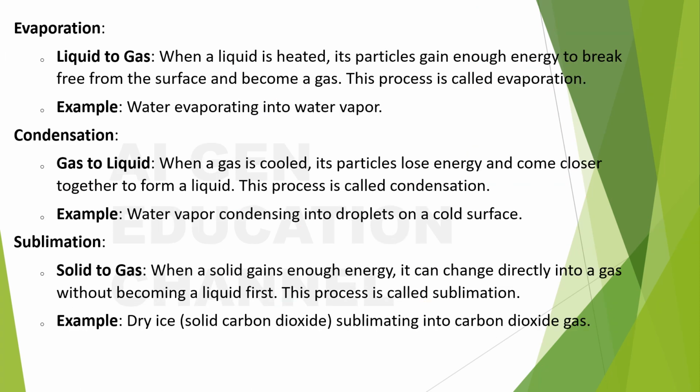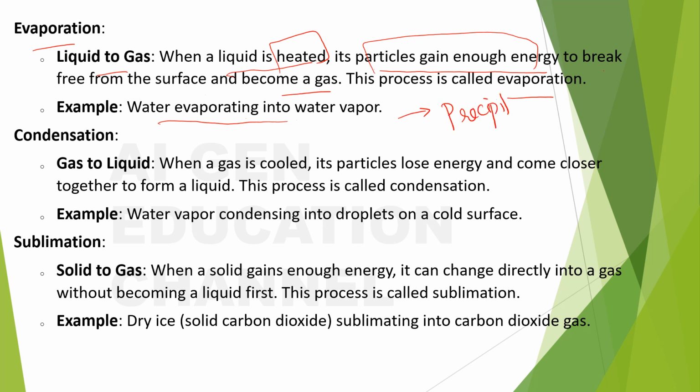And next, evaporation. What is evaporation? Evaporation means liquid turning into gas. When a liquid is heated, its particles gain enough energy. Heat is given, and so its particles gain enough energy to break free from the surface and become a gas. This process is called evaporation. Water evaporating into water vapor. Because of this we get rains, right? So precipitation is possible only because of evaporation. Precipitation means rain.